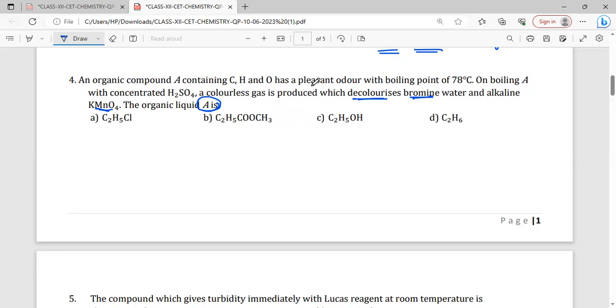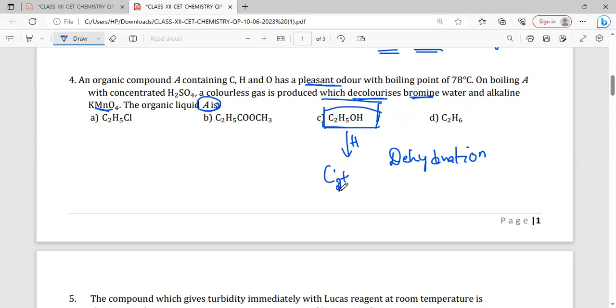If you just observe this pleasant odor, alcohols will have a pleasant odor, and we have only one alcohol over here. And the second hint is on boiling A with concentrated H2SO4. So what happens when you add concentrated H2SO4, any acid, to alcohol? Dehydration takes place, isn't it? Dehydration. So alcohol upon dehydration will yield alkene.